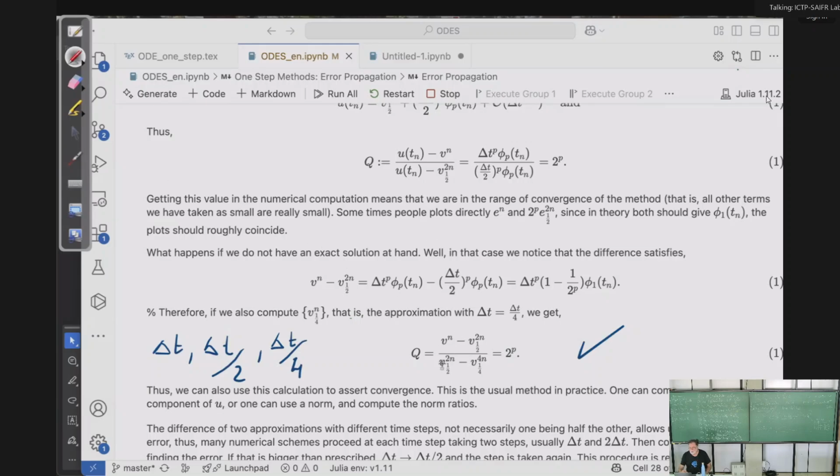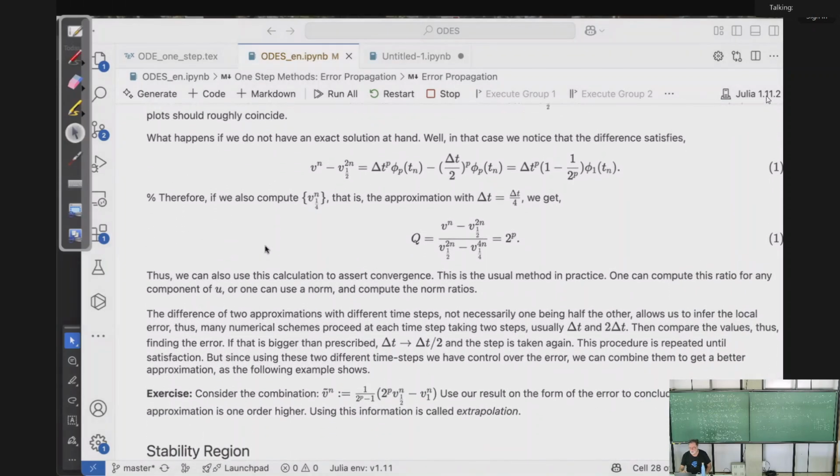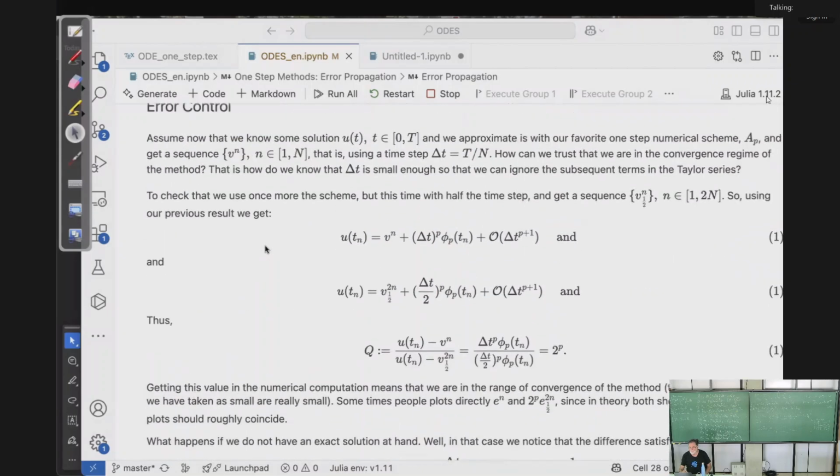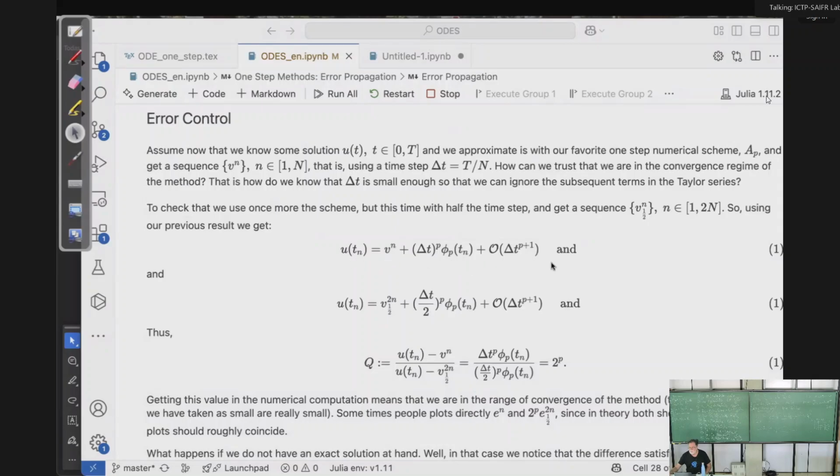But if you do that, you could do something better than any of these solutions, and it's to take combinations. Because, for instance, you can take this solution, and here you have a factor 1 over 2 to the p between this and this term. So you can multiply this by 2 to the p and subtract that, and so you cancel this error and you get the next error, right?